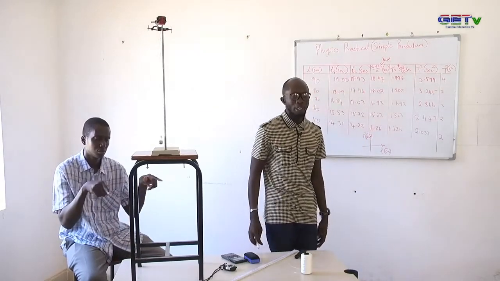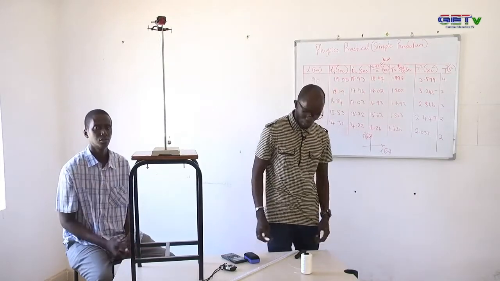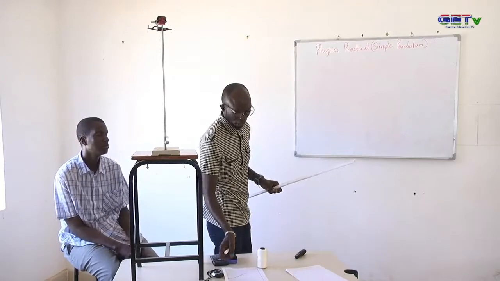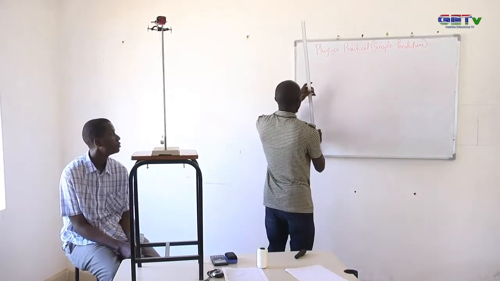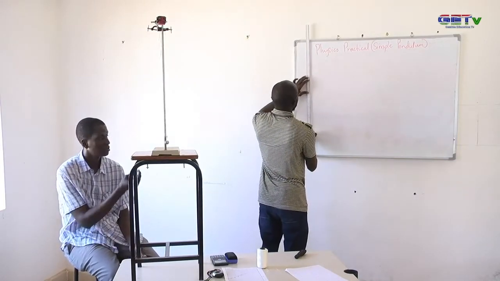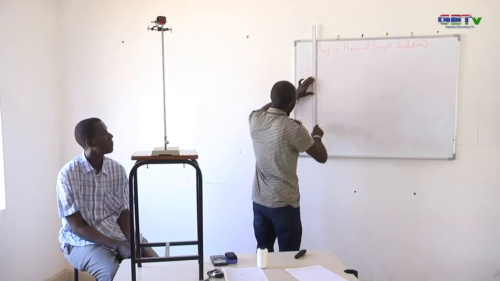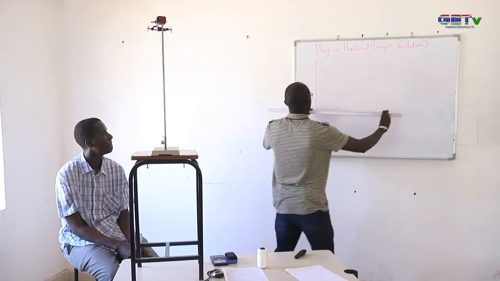Now we will go ahead and draw our graph quickly. Now that we have drawn our graph, I'll go to the board to show you how this is also done. So you can have your graph like this. I'll quickly show you this.